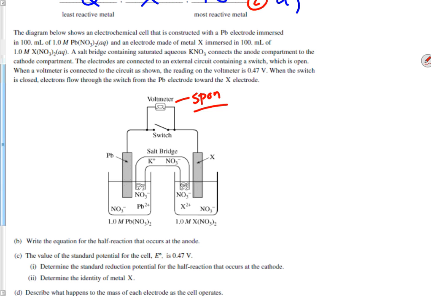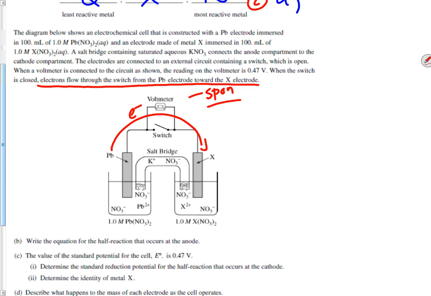When the switch is closed, electrons flow through the switch from Pb towards X. The minute I see that, I am drawing that because that tells me everything. I am understanding flow. You have to understand where the electrons are going. That is so vital. They tell you that right there. Electrons flow through the switch from Pb towards X. And you're like, oh, it always goes from left to right. That doesn't need to be like that. Okay, let's just see how far.